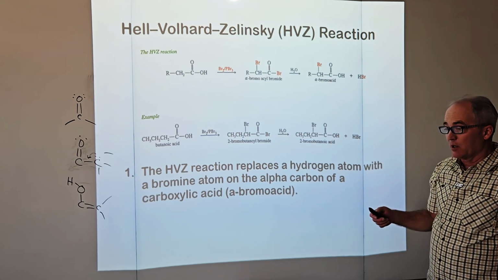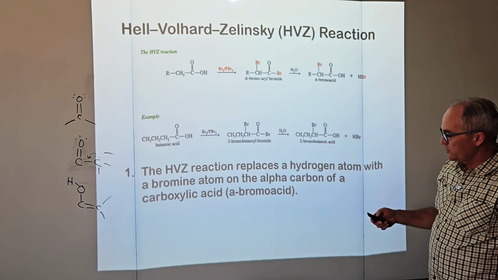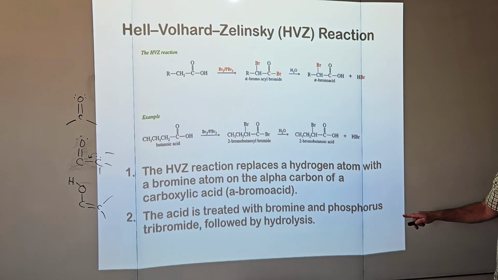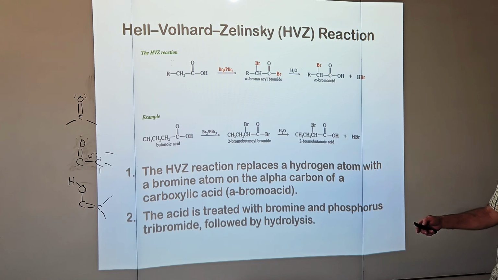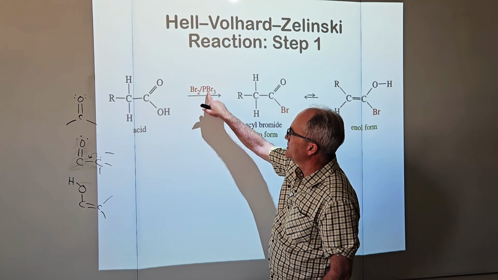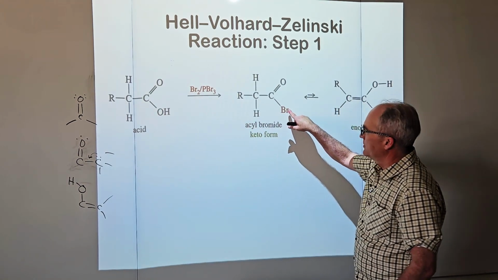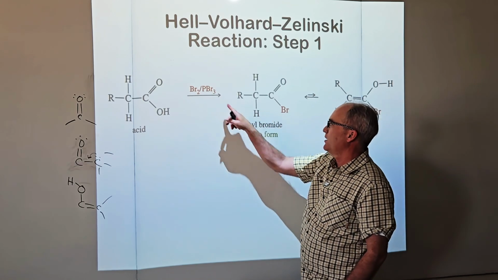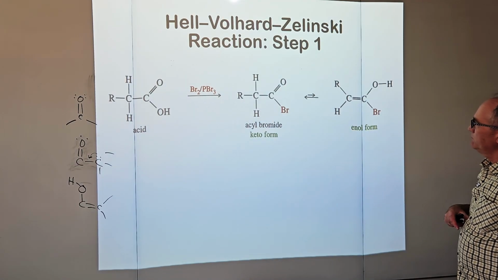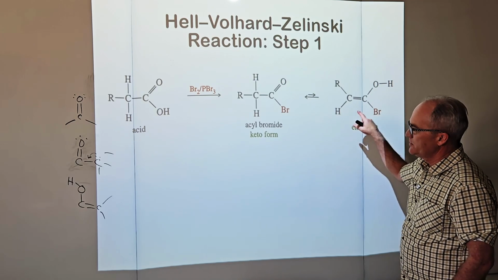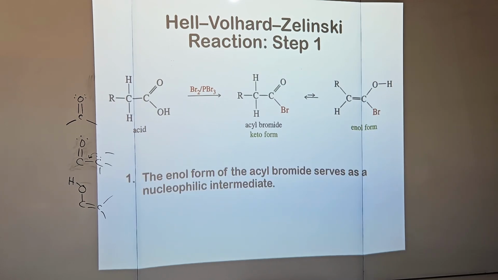And we probably don't get our multiple halogenations. So bromine and phosphorus tribromide, then dump in a bunch of water. So I like to think of this as replacing a bromide there, just like this reagent does on an alcohol. And we're going to imagine that being the keto form. And here's our tautomerism. Now we have the enol. The enol form of the acyl bromide serves as a nucleophilic intermediate.